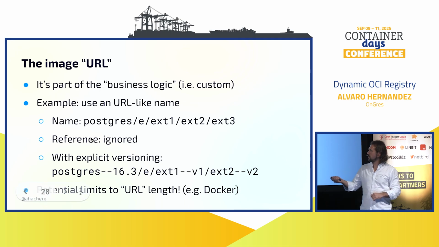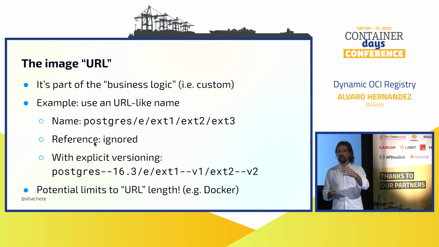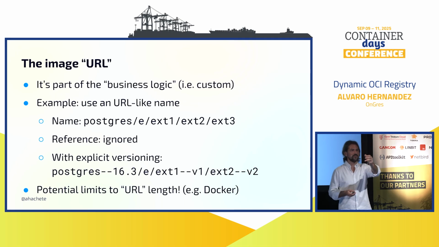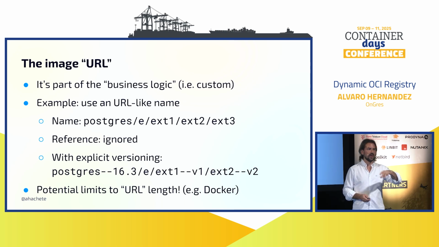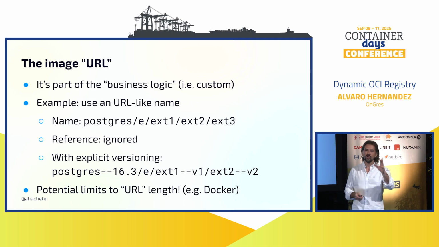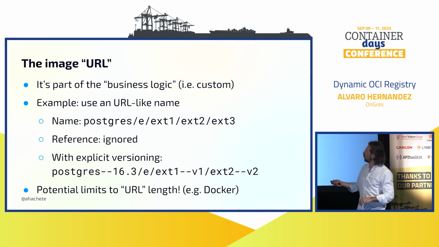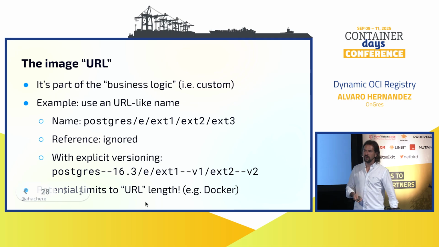The reference is unfortunately ignored. It's tempting to use it, but reference is usually the tag, right? So it's a version. But in reality here I have potentially multiple versions. I have the Postgres version, I have the extension 1 version, I have the extension 2 version. So how do I encode this into the reference field? We did a little bit of research there, but it's very limited in length. So in reality, there's not much you can do that is also human friendly with the reference. So we decided to basically ignore that and instead encode the versions explicitly into this URL with a /. So now we can version every component independently.